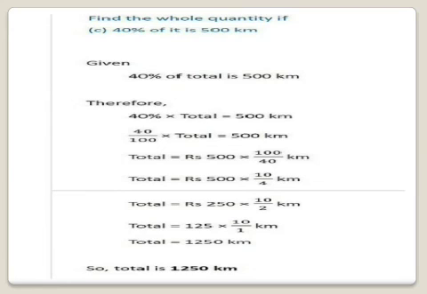To solve this, we shift 40 upon 100 to the other side. When we shift a term with multiplication sign to the other side, we reciprocate. Hence 500 multiplied by 100 upon 40 and simplify it. You will get 1250 kilometer. That means 40% of 1250 kilometer is 500 kilometer.